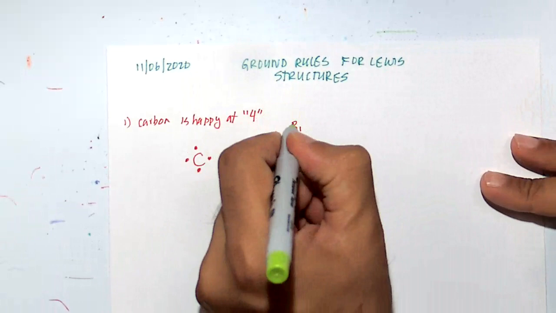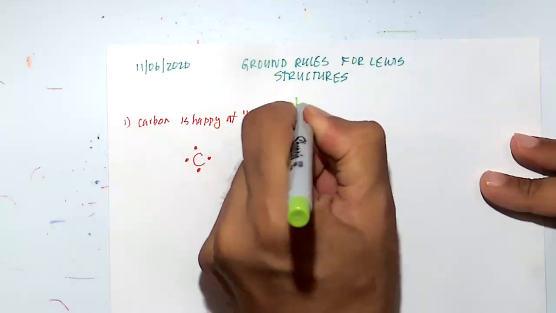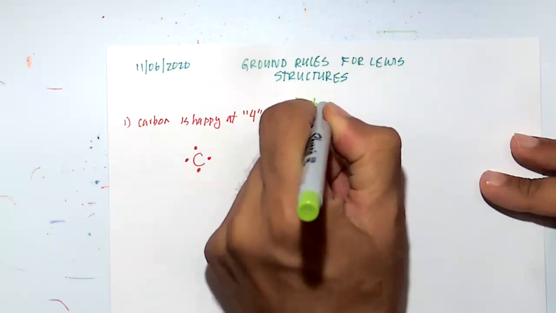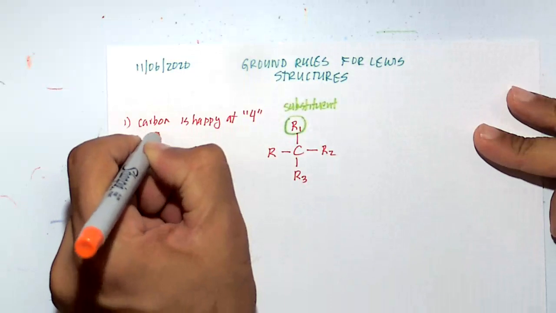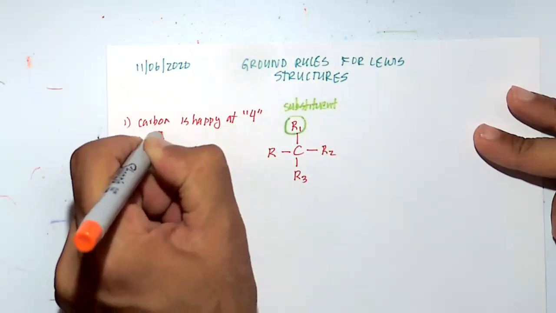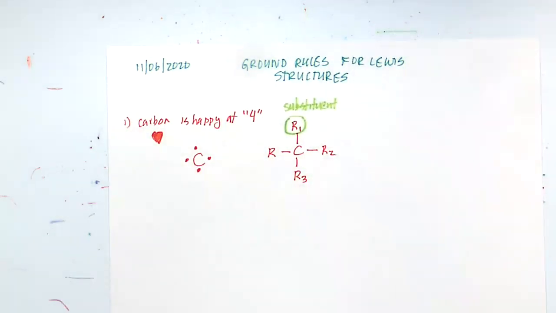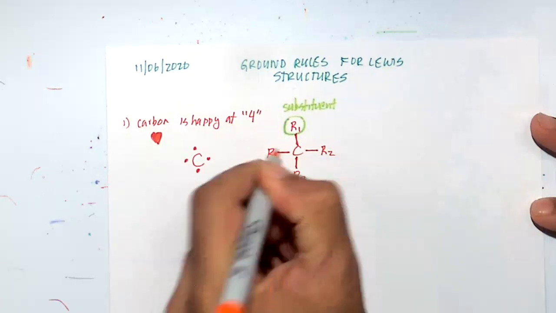If you go into higher level chemistry, they'll call this outer atom the substituent, which is just the outer atom. But we are concerning ourselves with carbon and how it's happy at 4. So count with me. Carbon absolutely loves 4. So 1, 2, 3, 4.